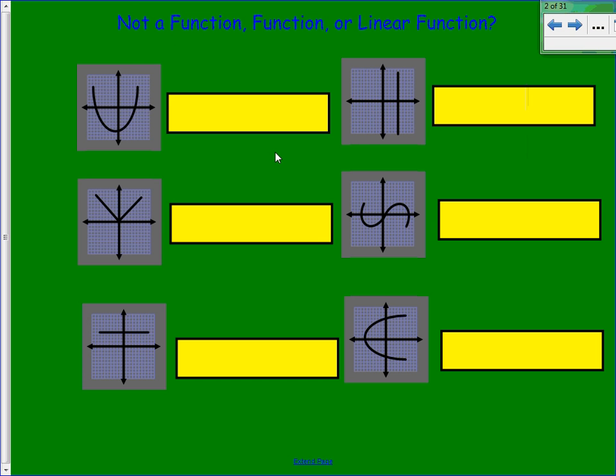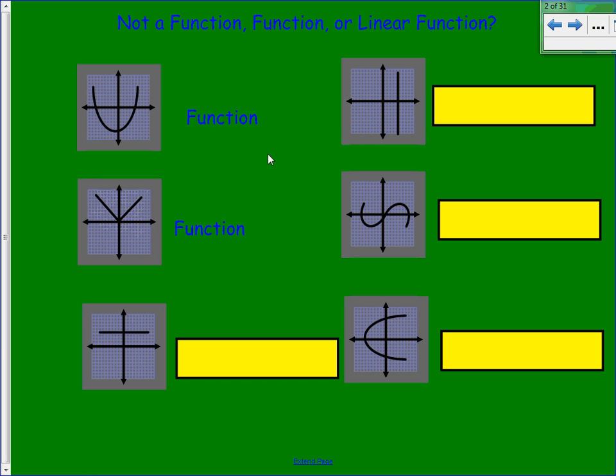I want you guys to tell me if this is a function, not a function, or a linear function. Is this a function? No. Yes, it's a quadratic. If you're having a hard time determining what a function is, just remember that vertical line test. Is it going to intersect the graph more than once? Okay. Is this a function? No. Yes, it is. It's an absolute value function.